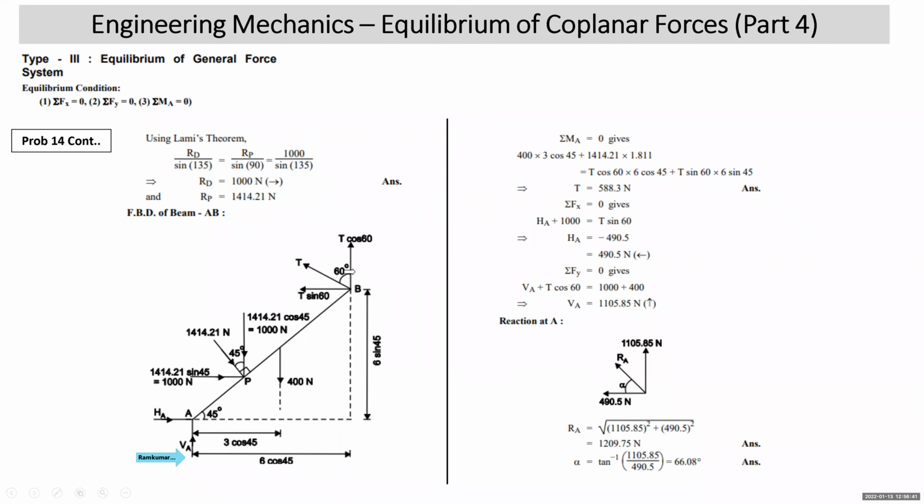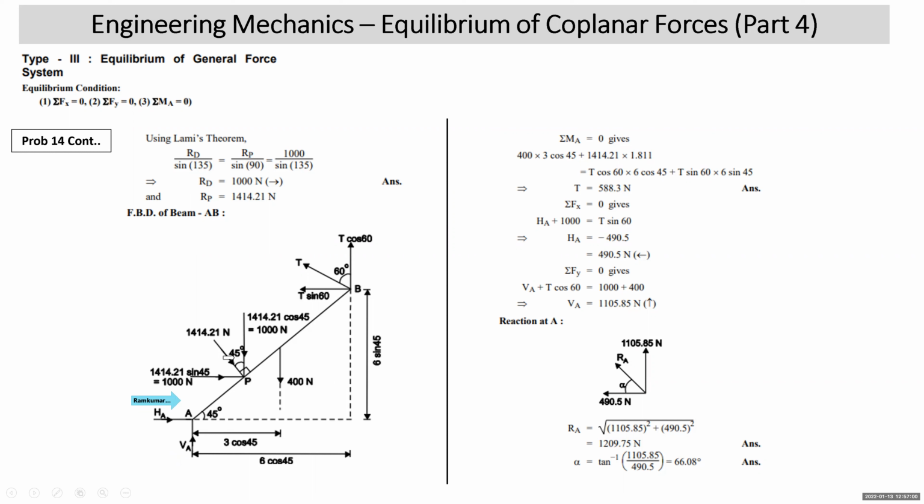T is 60 degree vertical, T cos and T sin. This way, and in this right angle triangle, we have written this distance which will be needed when we take moment about A, T cos 45. In the bigger right angle triangle, length is 6 meters, 6 cos and 6 sin. We will be taking moment about A. When you take moment about A, HA and VA will go off.